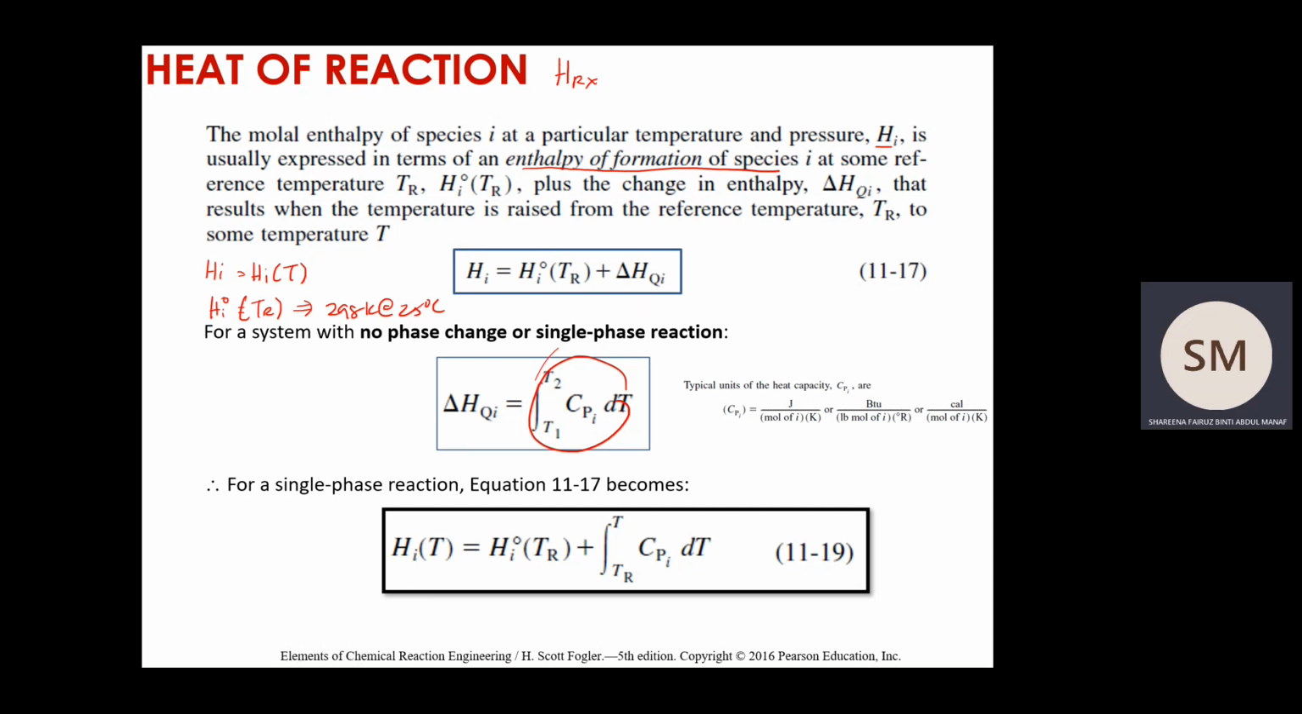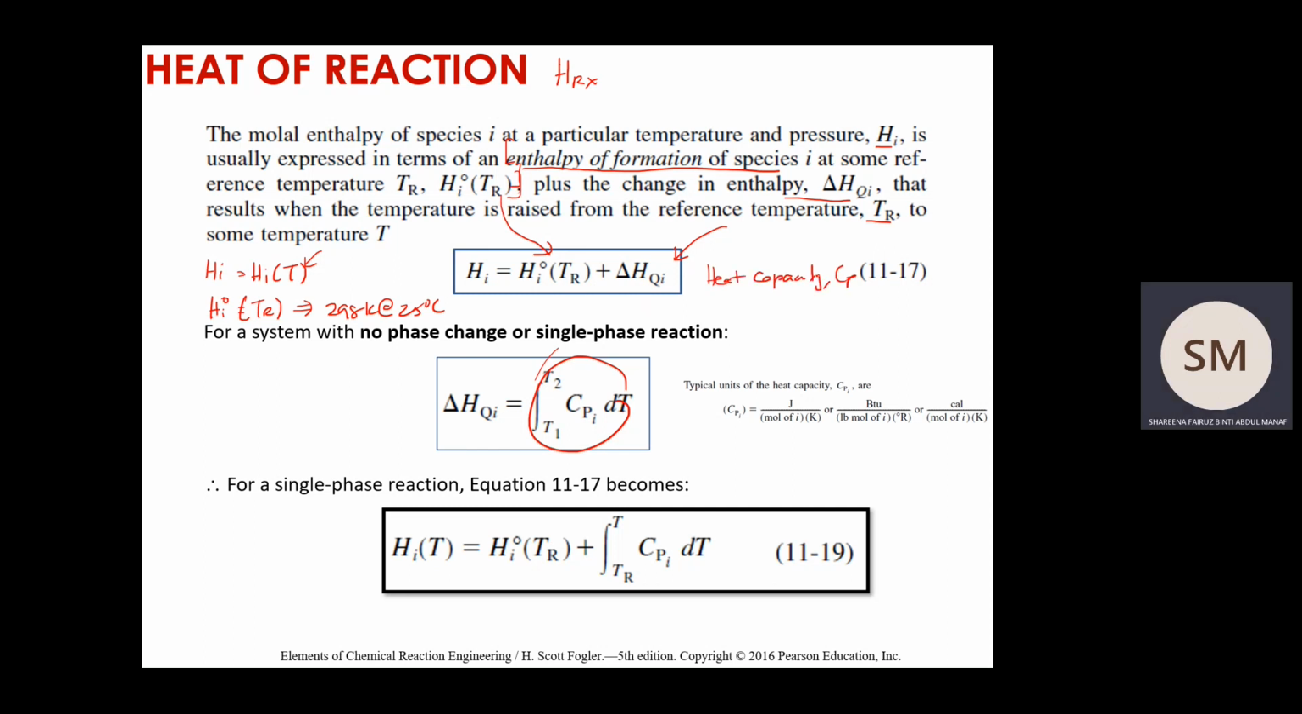Plus the change in enthalpy, delta H_Qi, that results when the temperature is raised from the reference temperature Tr to some temperature T. So this would be for any temperature. From this until this statement refers to Hi naught Tr, and delta H_Qi is this one. Delta H_Qi, we can expand the equation in terms of heat capacity.